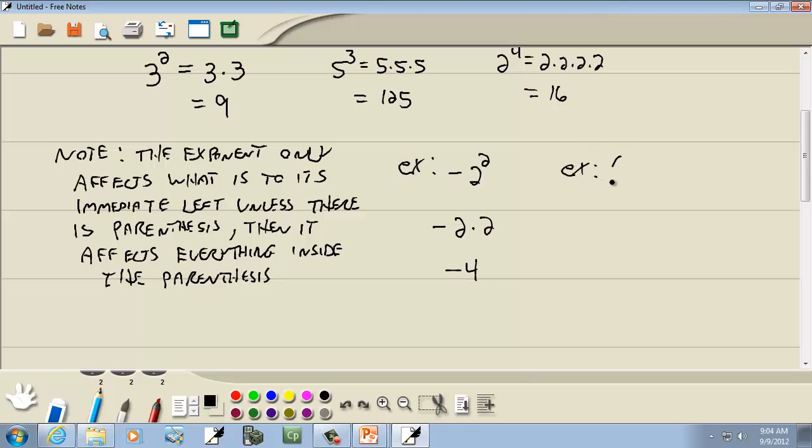Now compare that against, if I do want the negative to be affected, I would put parentheses around it like this. The exponent only affects what's to its immediate left unless there's parentheses, and here's parentheses, so it affects everything inside the parentheses. So this would become negative 2 times negative 2, which would give us positive 4. So that's what that note is saying.